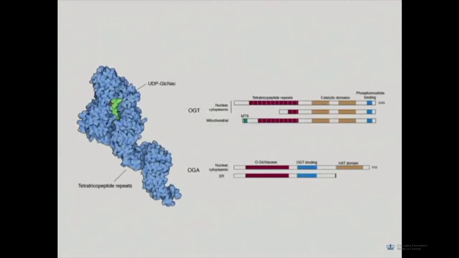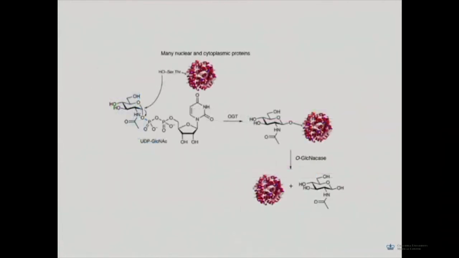And here's the structure of OGT. It's encoded by a single gene, has multiple alternatively spliced transcripts, one of which is specific to the mitochondrion. And this GlcNAcylation, as it's called, is reversible, and this enzyme, O-GlcNAcase, removes GlcNAc from proteins. And here's a little cartoon of that. So UDP-GlcNAc, OGT transfers GlcNAc to serine and threonine residues in proteins to make this GlcNAcylated protein, and then O-GlcNAcase removes them.